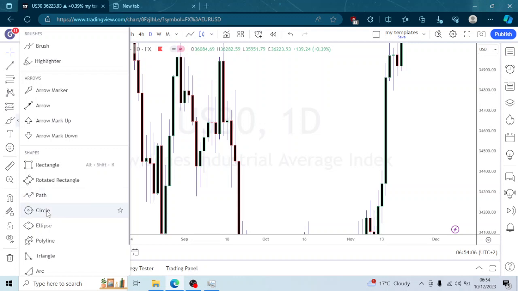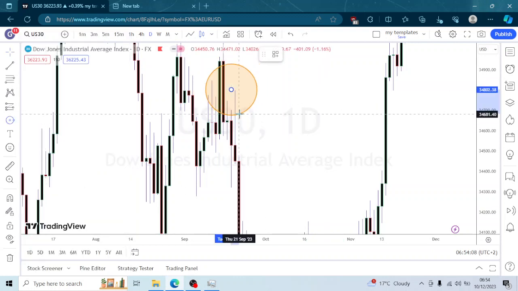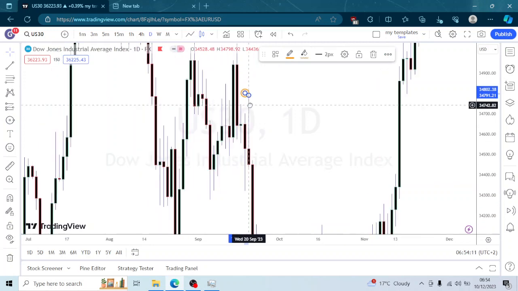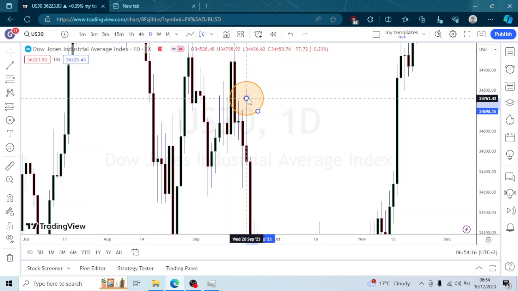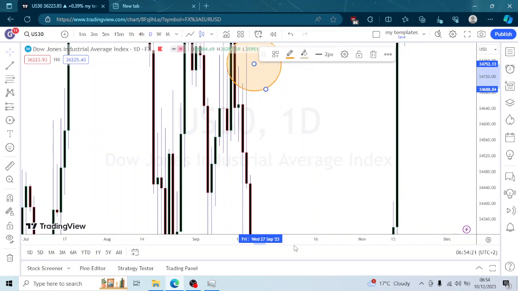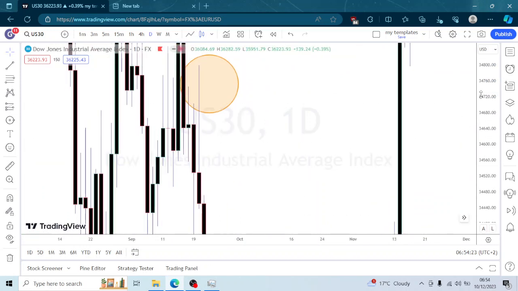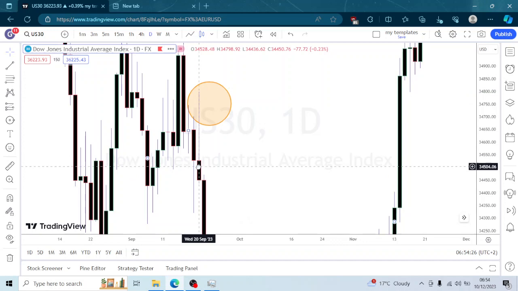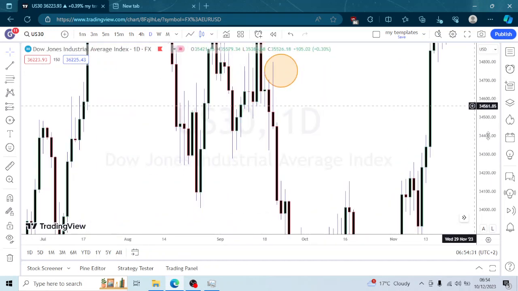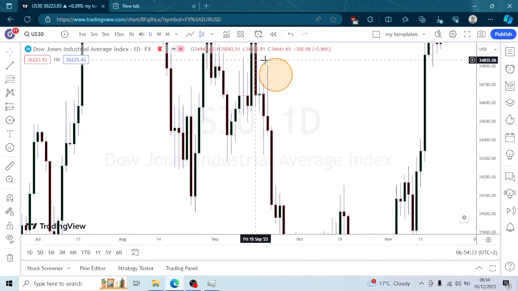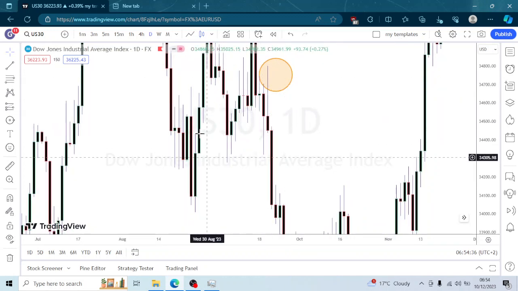So let's see, what should I use? Let's use a circle. A wick is this thing, right? Can you see all these things right here? That is a wick right there. For those who don't know, that's a wick. These are bodies, right? As you can see, the color is the same. It's black, because I don't care whether it's blue candles, red candles. I just look at the wicks and the bodies, right? The body and the wick.